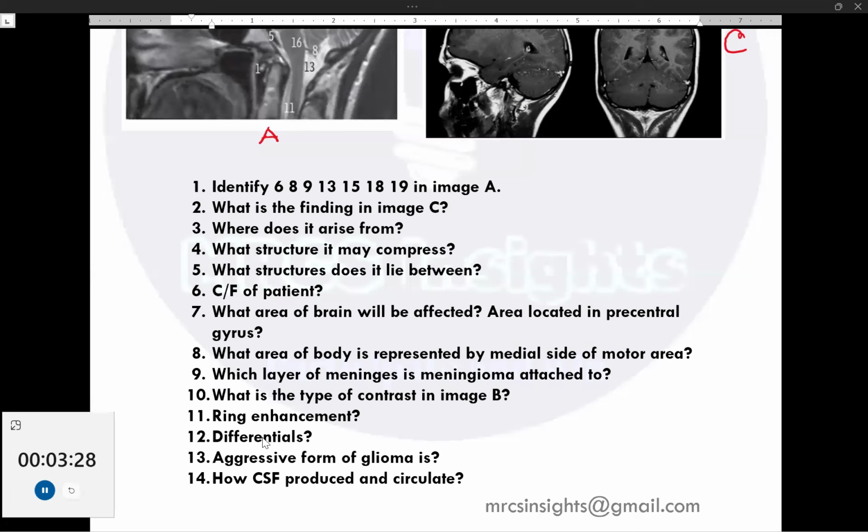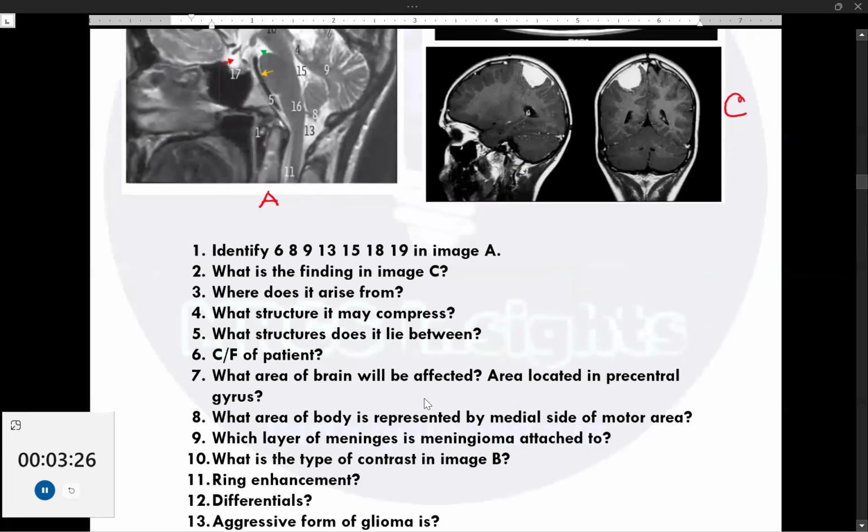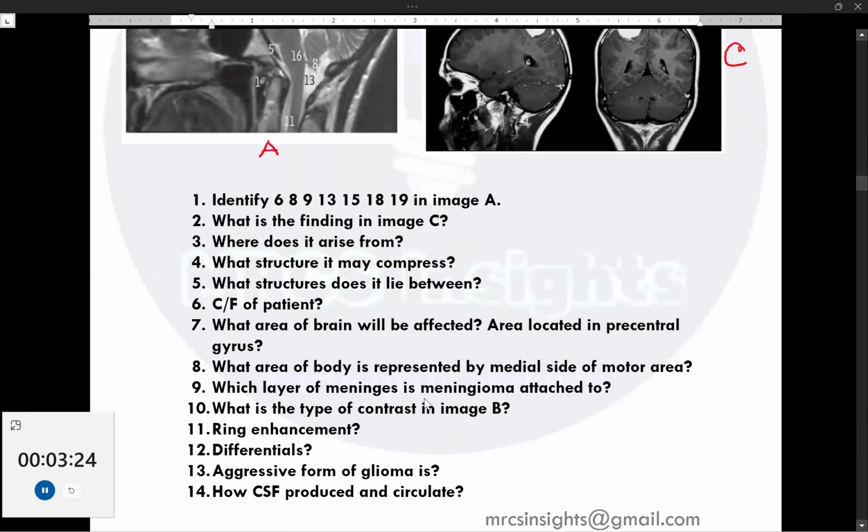Can you tell me some differentials? It can be cerebral abscess, metastasis, and also glioblastoma. What is the aggressive form of glioma? Glioblastoma multiforme. Yes. Now tell me how the CSF is produced and circulates.